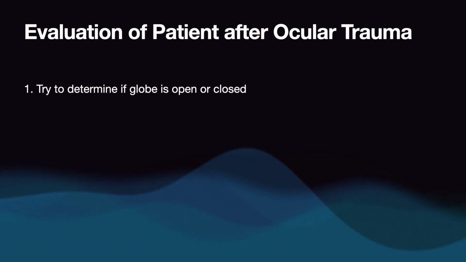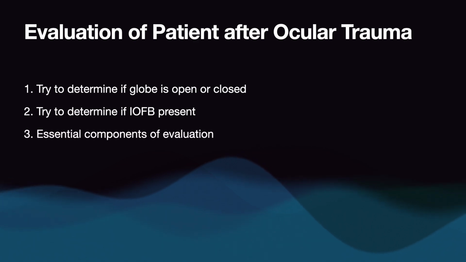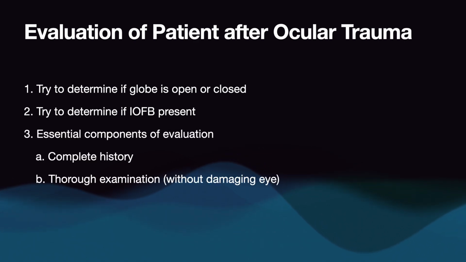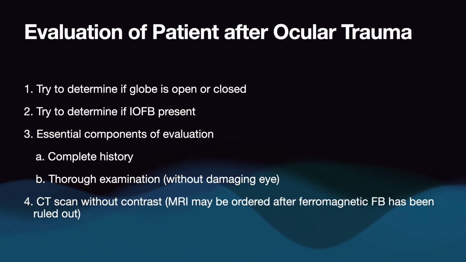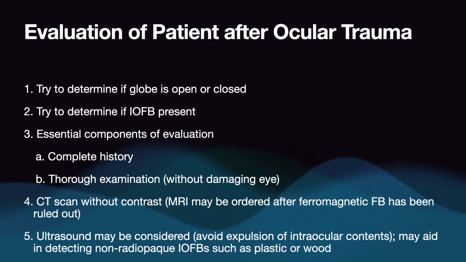Evaluation of the patient after ocular trauma is fairly important. You want to determine if the globe is open or closed, and determine if an IOFB is present. Essential components of evaluation include a complete history. It's very appropriate to ask what happened and how, and a thorough examination without damaging the eye. CT scan without contrast. MRI could be ordered only after a ferromagnetic foreign body has been ruled out. Ultrasound could be considered, but you have to avoid expulsion of intraocular content, and it may aid in detection of non-radiopaque IOFBs like plastic or wood.